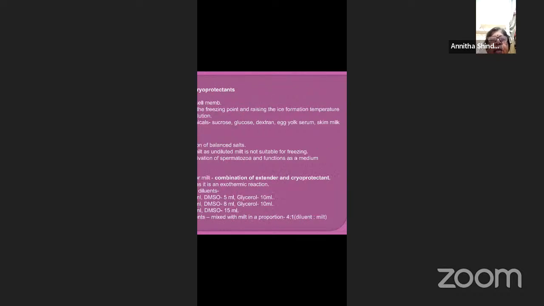Then it will also inhibit the activation of spermatozoa and functions as a medium for the cryoprotectant. So the second thing is that it will inactivate the spermatozoa, that is, inhibit the activation of the spermatozoa. Now, the diluent used for milk is a combination of extender and cryoprotectant.